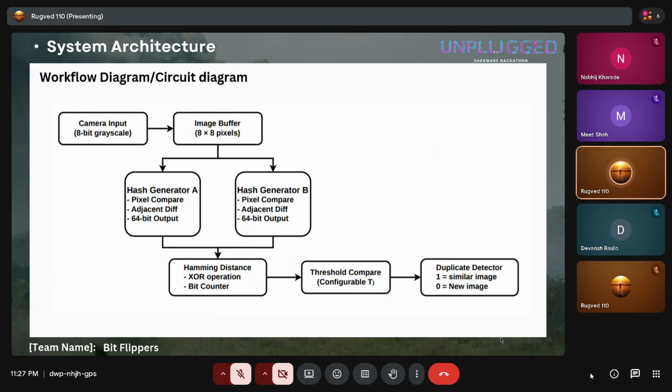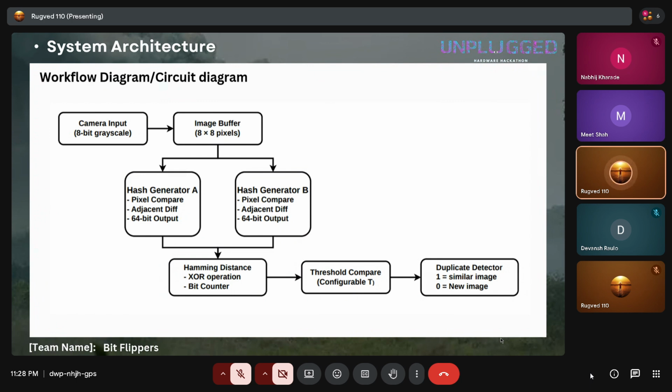This system performs fast image similarity detection using a hardware-efficient approach. The input image is first converted to 8-bit grayscale and then resized to an 8 by 8 grid, giving 64 pixels. These pixels are processed by hash generators that compute features like pixel comparisons and adjacent differences, producing compact 64-bit hashes. We then calculate the Hamming distance between the hashes using an XOR and a bit counter, which tells us how similar the images are.